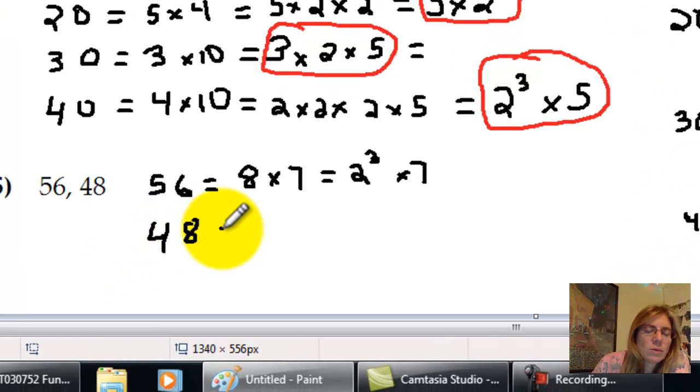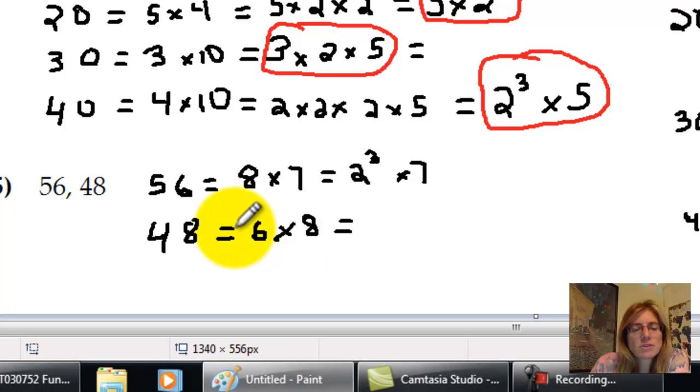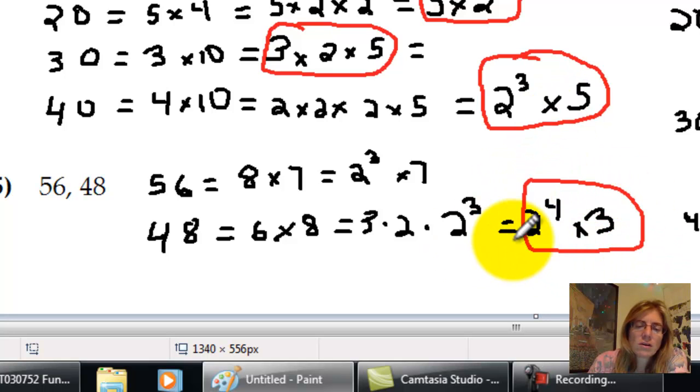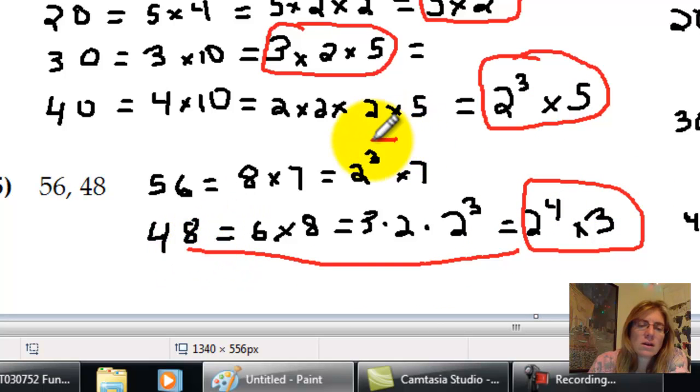48, we will take 2 factors that we know. 6 times 8 is 48. Well, these are not prime numbers, so we break apart 6 into 3 times 2. And then we take the 8 and put it to our 2 cubed. However, we have to add one more 2 into that, so it's 2 to the 4th times 3 is the prime factorization of 48. So our prime factorization is there for 48, and our prime factorization looks like that for 56.